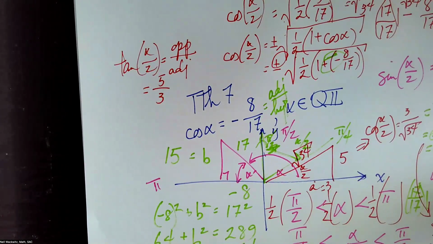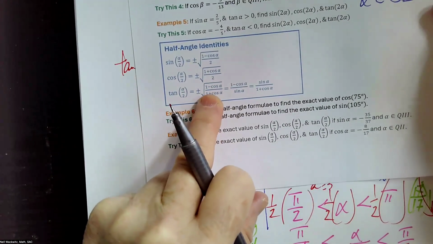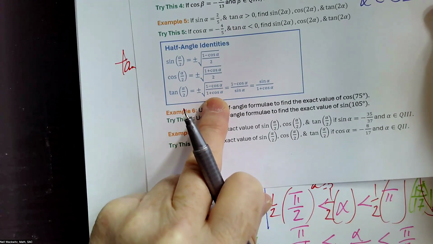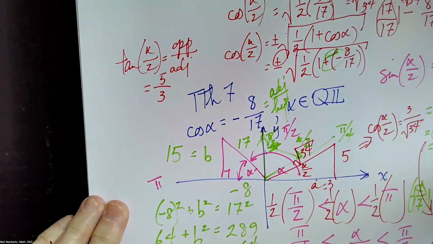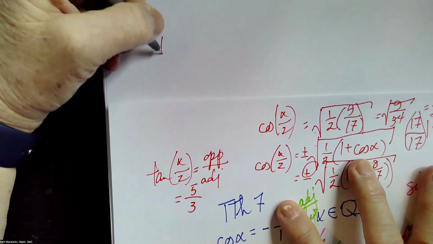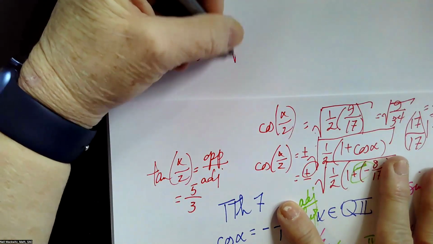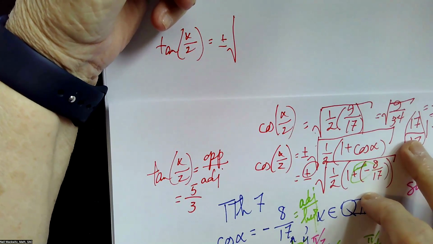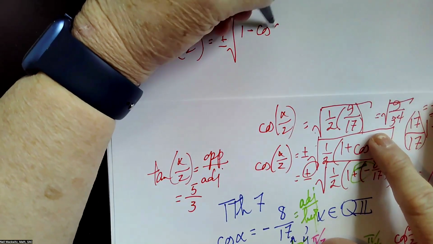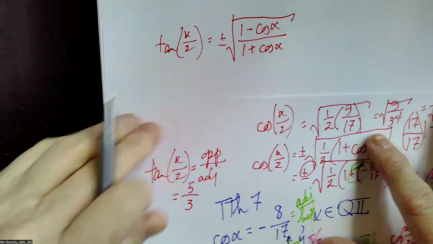So let's use the complicated looking formula for the tangent of alpha over 2. Let's use the square root of 1 minus cosine alpha divided by 1 plus cosine alpha. And the plus or minus is not going to be an issue because we're living in quadrant 1. So the tangent of alpha over 2 is plus or minus the square root of 1 minus cosine alpha divided by 1 plus cosine alpha.